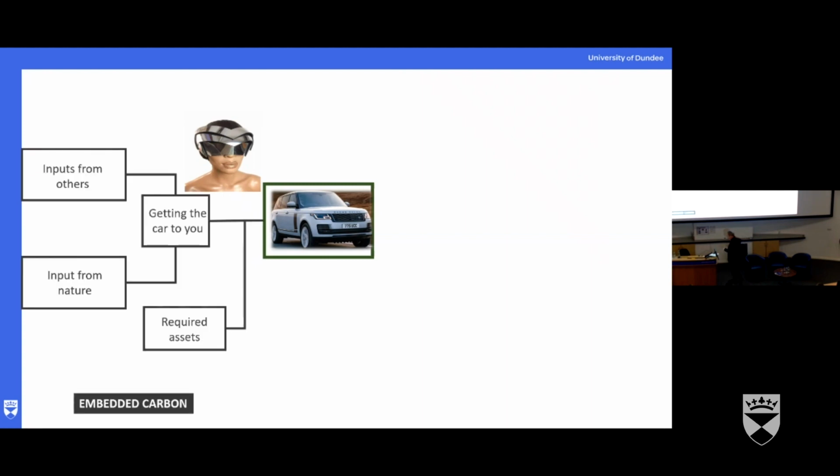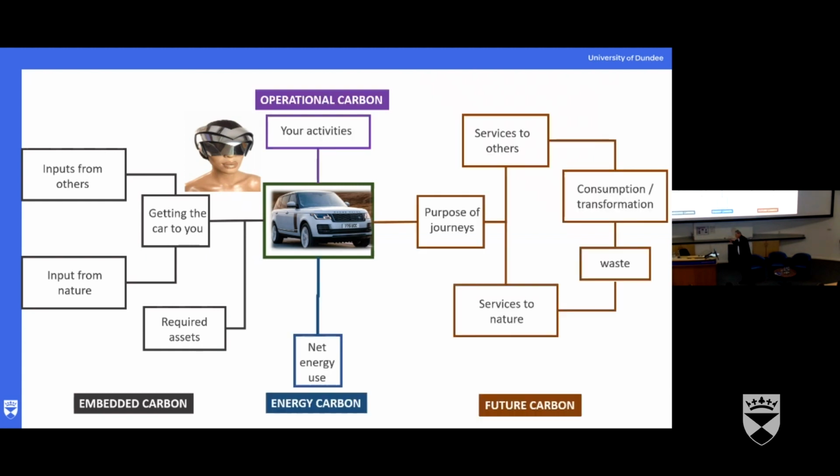So when we're looking at something like a car, we want to be able to see, imagine, the whole life cycle carbon consequences of this: the inputs, the operations, and then the activities and the purpose. So that this provides us a baseline. Creating accounts doesn't actually solve anything. It's the decisions that come about as a consequence of this. So we can look at this as a baseline and start to see where the opportunities are for us to intervene.